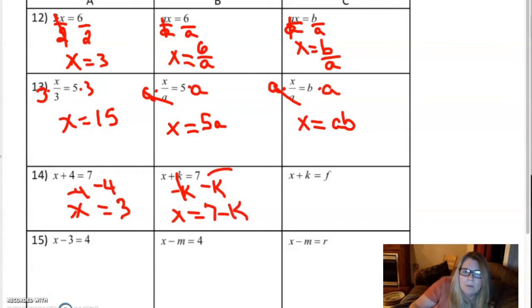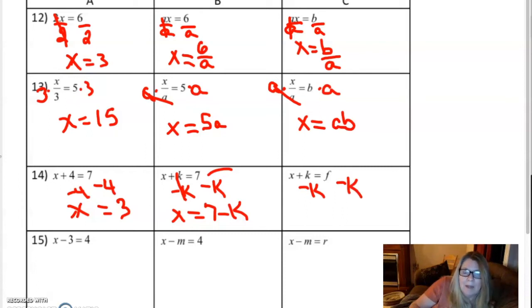Looking over at the other side here, replace everything. Replace the 7 with an f. Literal equations, all variables there. You're just going to subtract k from both sides, just like you did over here.